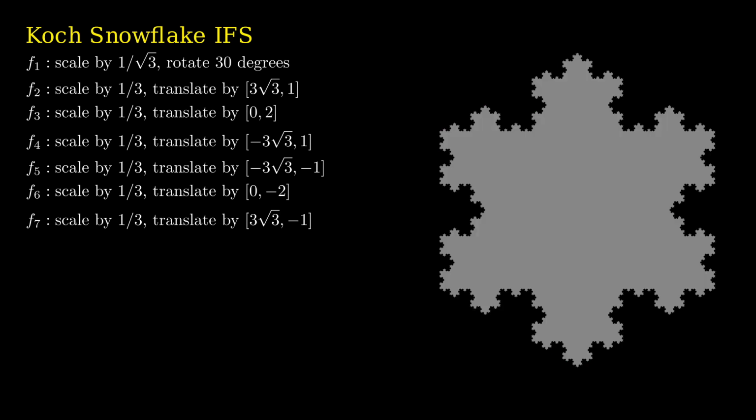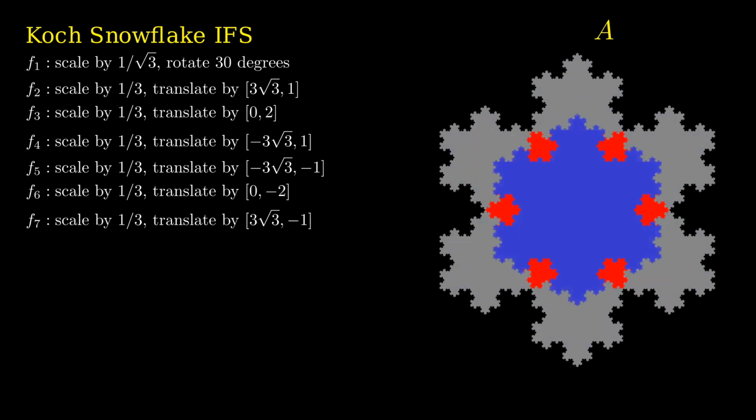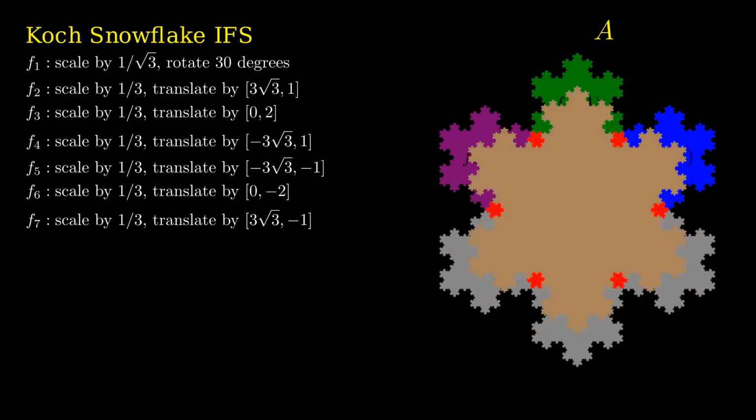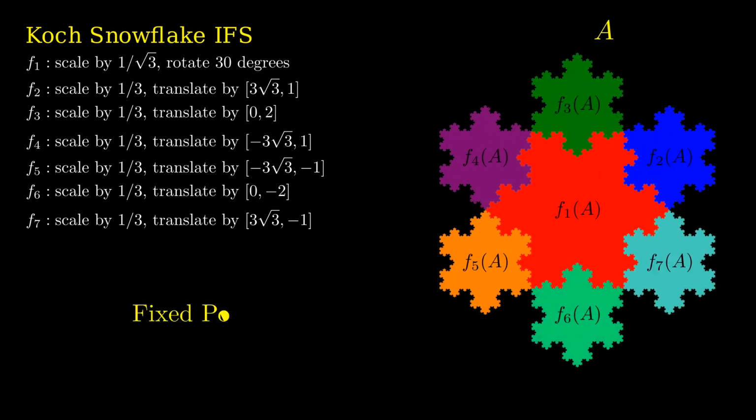Let's see what happens if the iterated function system is applied to the actual snowflake. In this case, no limit is needed. The snowflake is the fixed point for the IFS, which means that the snowflake is the unique non-empty compact set for which the IFS maps the snowflake onto itself as a collection of smaller copies, as we see demonstrated here. In other words, the snowflake is the union of 7 self-similar copies of itself, 1 copy scaled by 1 over root 3, and the other 6 copies scaled by 1/3.